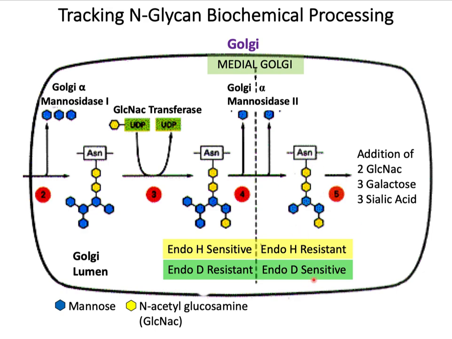The opposite is true for endoglycosidase D, or endo-D. These proteins are resistant to the action of endoglycosidase D until the proteins cross this step into the medial Golgi, and then the glycans that are attached to them become sensitive to endo-D. The exact moment that this happens is when the second mannose residue is removed. That is when you gain or lose the sensitivity to these particular enzymes.